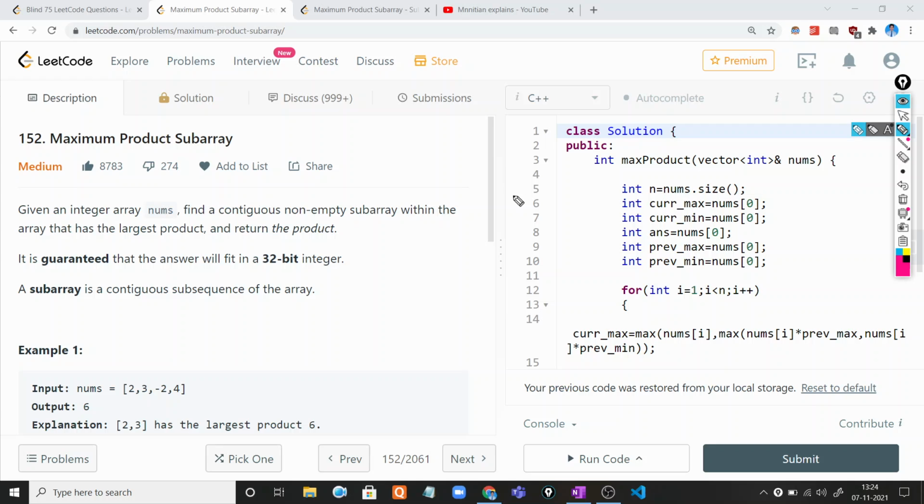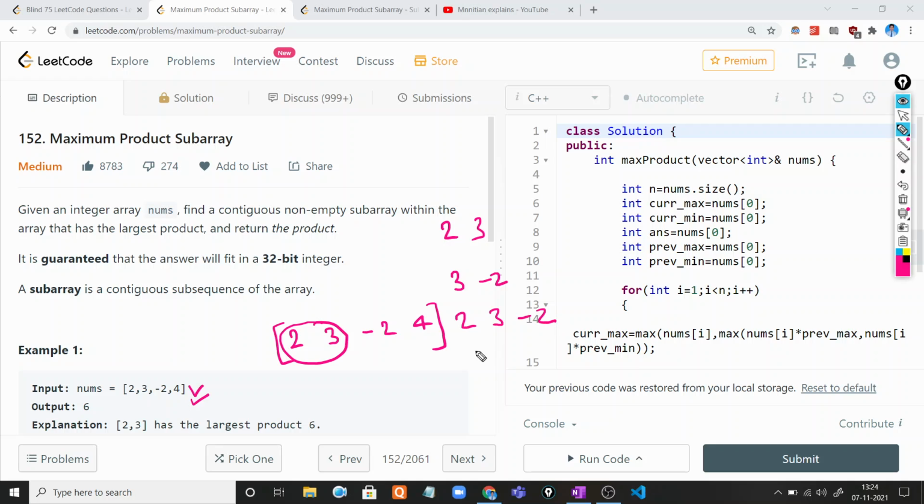Okay. So in this problem, we are given an array like 2, 3, -2 and 4. We have to maximize the product of a subarray. Let's suppose we can choose any subarray, like 2, 3. 2, 3 is also a subarray. 3, -2 is also a subarray. 2, 3, -2 is also a subarray. 2, 3, -2, 4 is also a subarray.